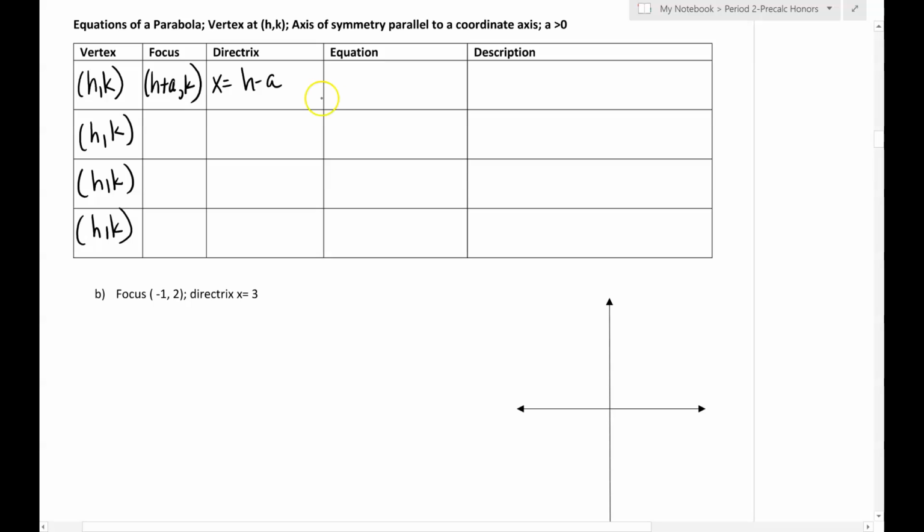Your equation for the parabola is going to be y minus k quantity square equals 4 times a times the quantity x minus h. Now, because it's y square, this is called axis of symmetry. AOS is axis of symmetry, is parallel to the x-axis. And it opens to the right.